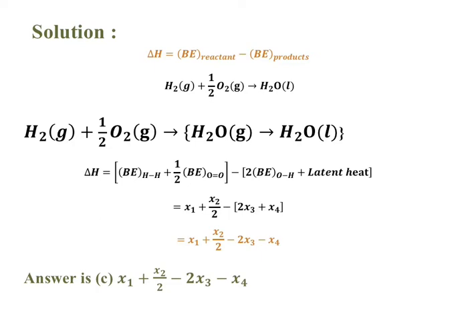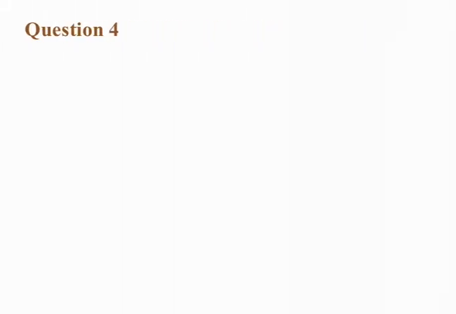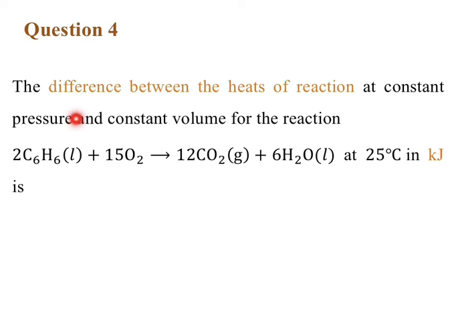The next question is the difference between the heats of reaction at constant pressure and constant volume for the reaction at 25 degrees Celsius, in kilojoules. That is, we have to calculate the difference between the heats of reaction. The two heats are the enthalpy of reaction, which we already know, and the internal energy of the reaction. We know the relation between enthalpy, internal energy, and the number of gaseous moles of reactants minus the number of moles of products, with RT. You know the formula: del H equals del U plus del Ng RT, that's all.